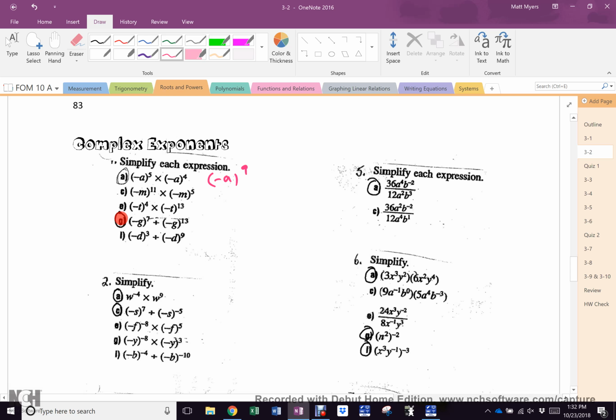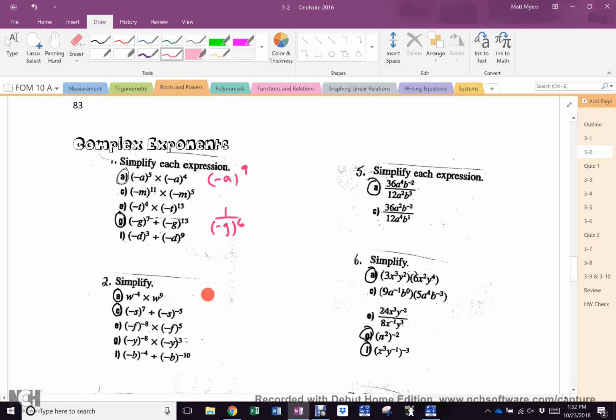G. Amrit, hit me. 1 over negative g to the 6th. Now, you can make an argument that taking a negative to the 6th power will get rid of that, won't it? But you have to leave it there because what if I told you g was negative 4? Then you need negative 4, which is positive 4. Understand?